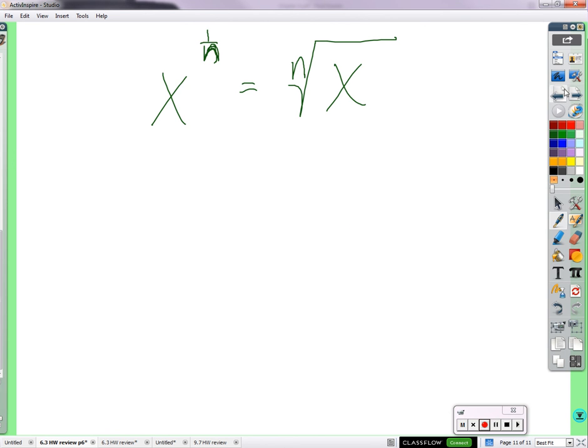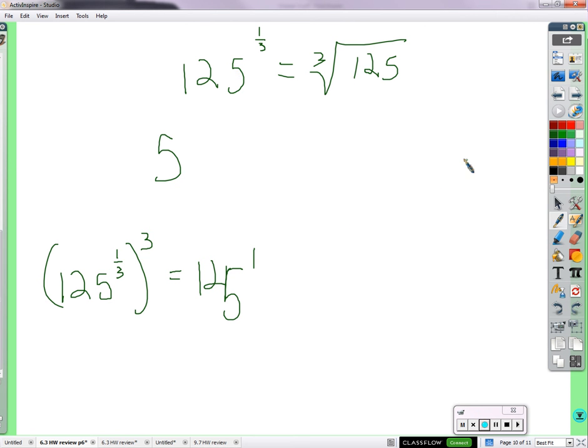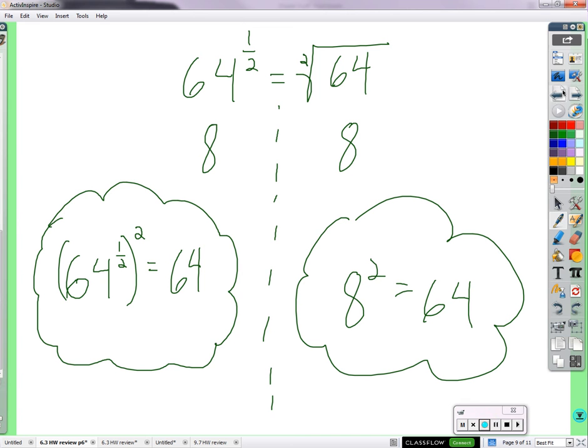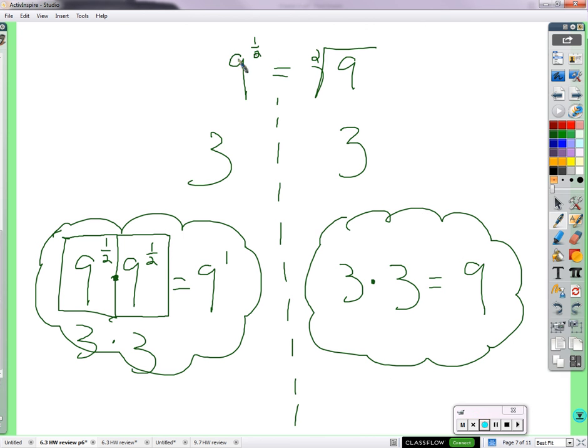Let's backtrack. 125 to the 1/3, that's just the 3rd root of 125. 64 to the 1 half, that's the 2nd root, the square root of 64. 9 to the 1 half is the square root of 9.